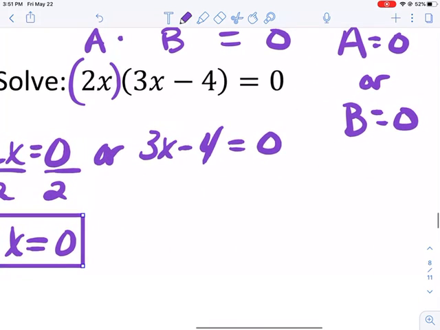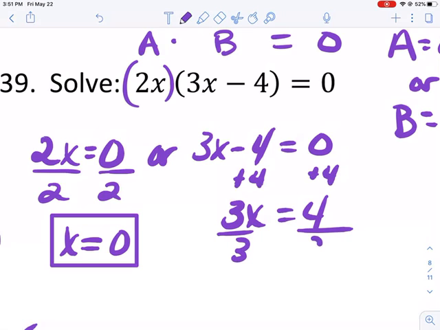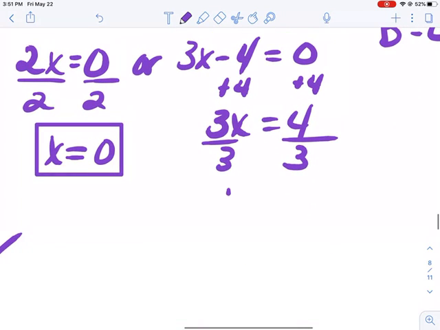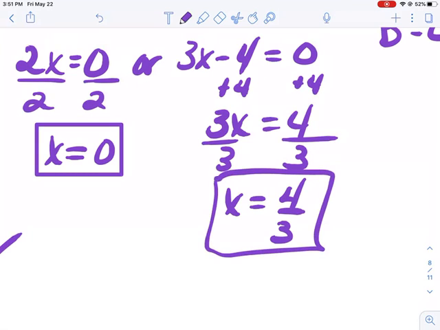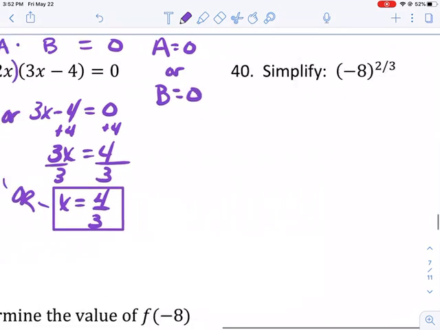Or we have the second one, we're going to add 4 to both sides, and we get 3x is equal to 4, and then we're going to divide both sides by 3, and then we're going to get x is equal to 4/3. And there's our 2 solutions. Okay, so both of these would be solutions to the problem.